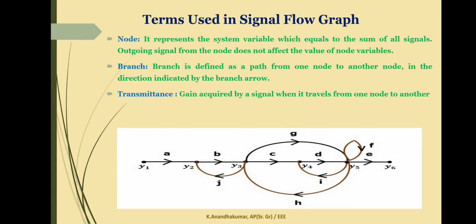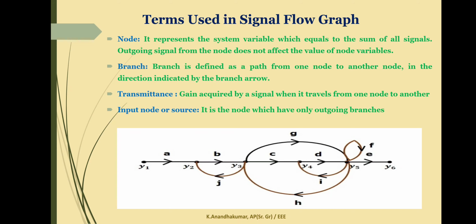Transmittance. The gain acquired by a signal when it travels from one node to another is called transmittance. As I already told you, the values A, B, C, D, E, F, G, H, I, J are all the transmittances of this particular signal flow graph.